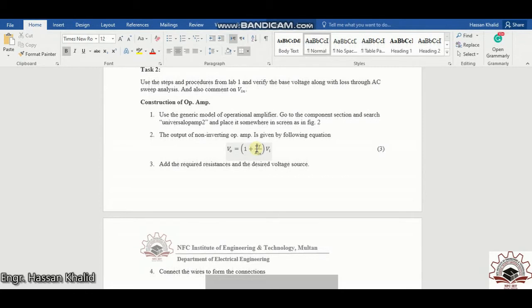Now for instance, if I give a 1 volt DC input and my gain is 11, my expected theoretical output voltage would be 11 volts. If that is true, my practical simulation result should also match the values from equation number 3 that I have substituted. Now let's see.